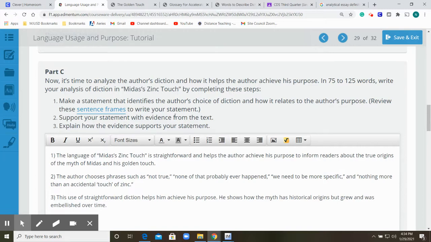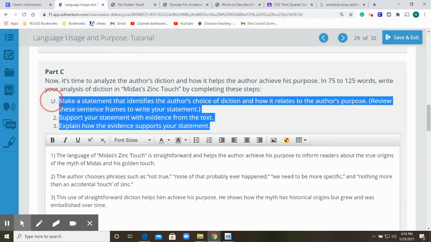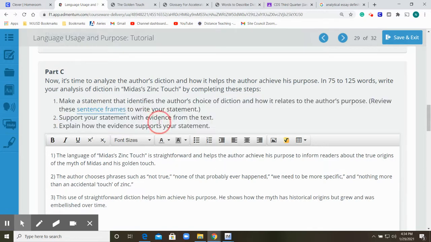Support your statement with evidence from the text. Explain how the evidence supports your statement. This sure sounds like it might be a question at the end of an essay prompt at the end of a test. Make a statement that identifies it, like that.